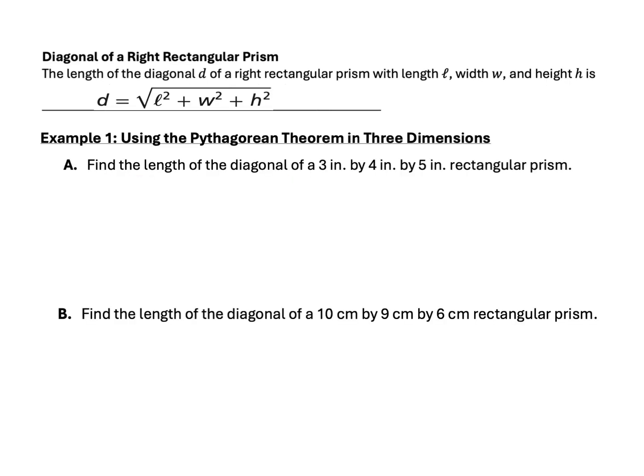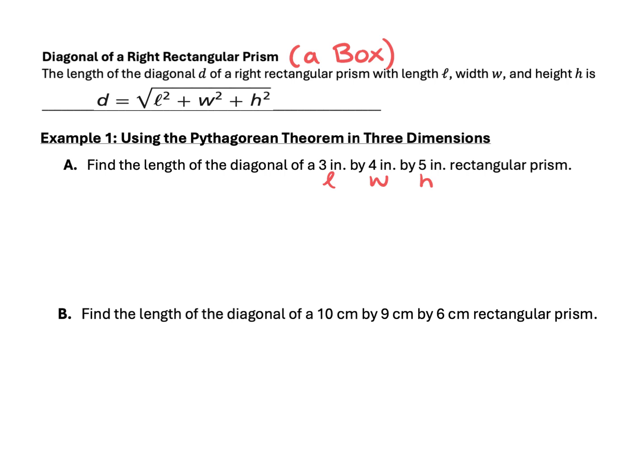So let's try an example. We're going to use the Pythagorean theorem in 3 dimensions to find the length of the diagonal of a right rectangular prism. Sometimes a right rectangular prism is informally called a box. The box is 3 by 4 by 5, and we're going to let the 3 be the length, the 4 be the width, and the 5 be the height. You can actually put those in any order. It doesn't matter since we're going to be squaring them and adding them anyways.